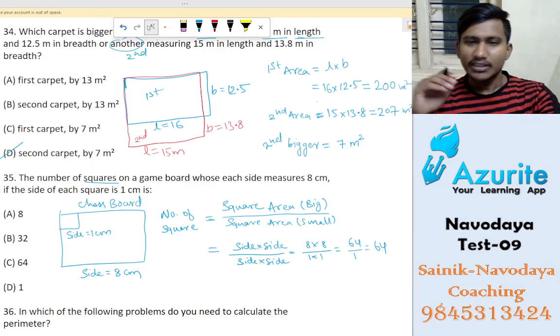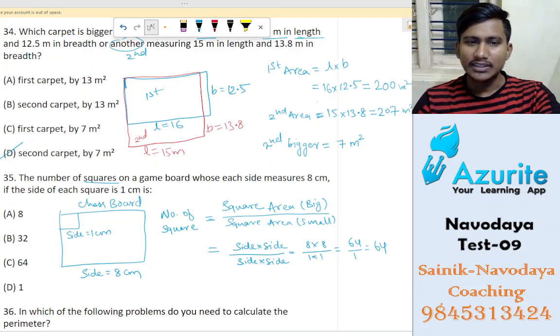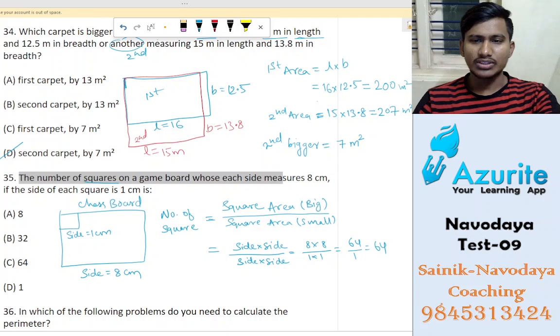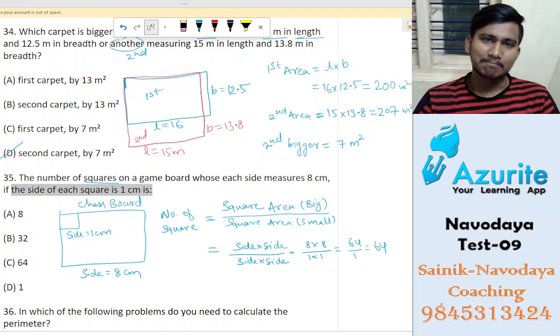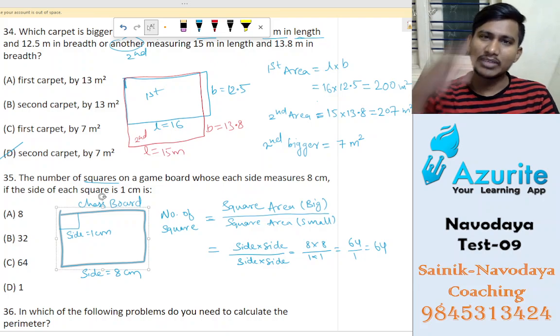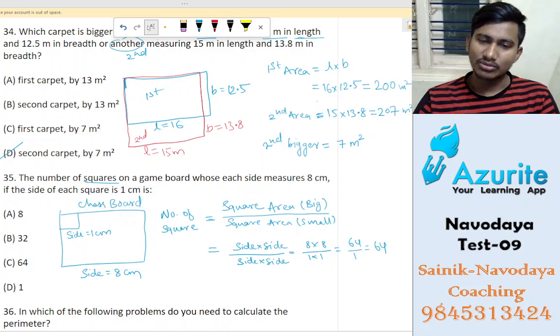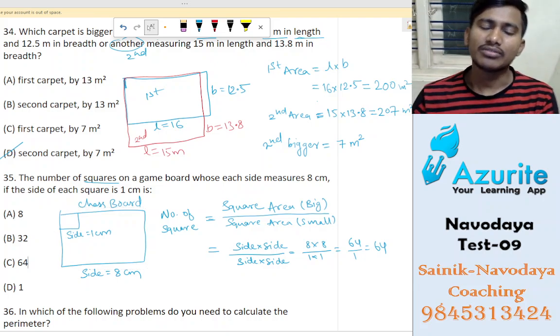See here, 35 question. Okay. If you see 35, what is the question? The number of squares on a game board, whose each side measures 8 centimeter, if the side of the square is 1 centimeter, they are telling. That is a game board. You may have seen chess. It will be 8 by 8, right? There will be total how many? 64 will be there.